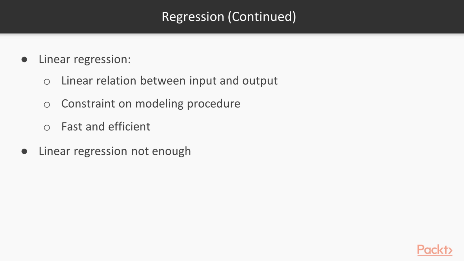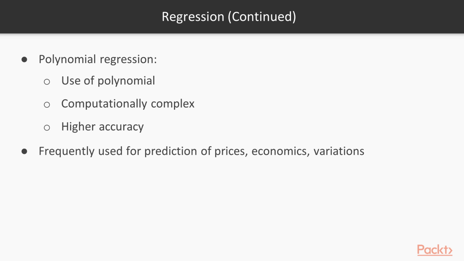Sometimes, linear regression is not sufficient to explain the relationship between input and output. Hence, we use polynomial regression, where we use a polynomial to explain the relationship between input and output. This is more computationally complex, but gives higher accuracy. Depending on the problem at hand, we use different forms of regression to extract the relationship. Regression is frequently used for prediction of prices, economics, variations, and so on.